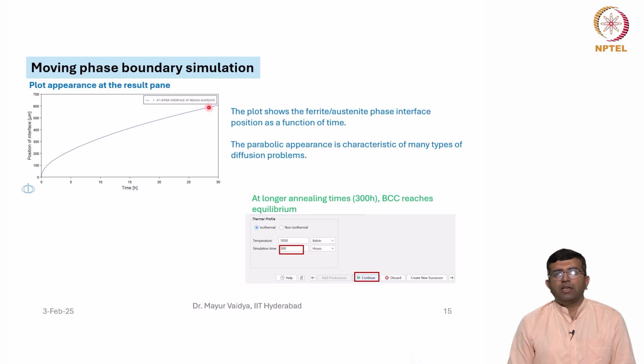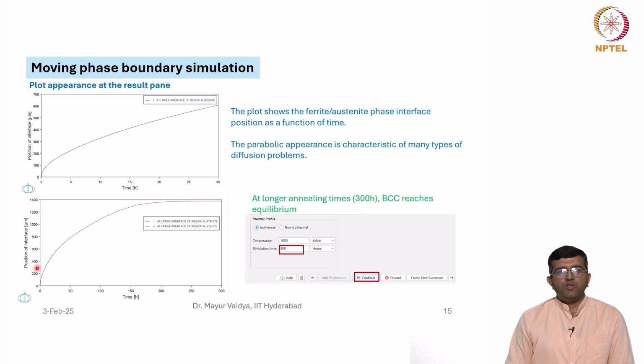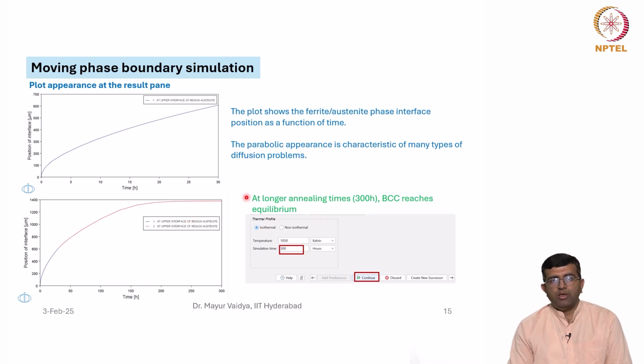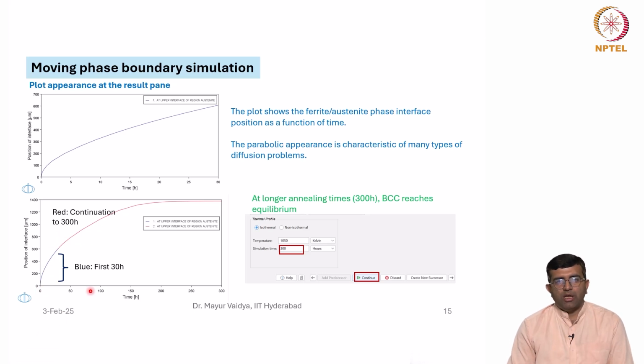So see here that at 30 hours it actually did not reach saturation. So it was still moving. That's why now we try to see what happens at 300 hours. Now at 300 hours, you can see that this line becomes saturated. The position of the interface has now become constant, and it is no longer moving. That is to say that now the BCC has reached equilibrium with FCC. You see two different colors here. This is blue, this is red, which represents the continuation from our previous simulation, that was for 30 hours.